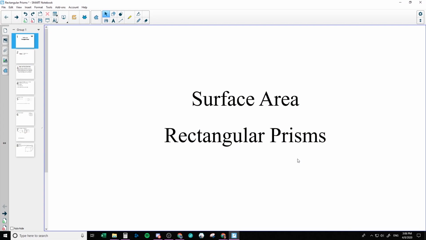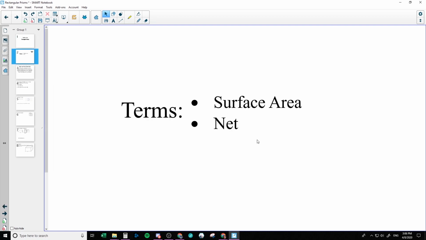Today we are talking about the surface area of rectangular prisms. This is our first three-dimensional shape that we will talk about, but we're going to talk about a number of different three-dimensional shapes for this course. We need to review a couple of terms before we get going, and those are surface area and net.